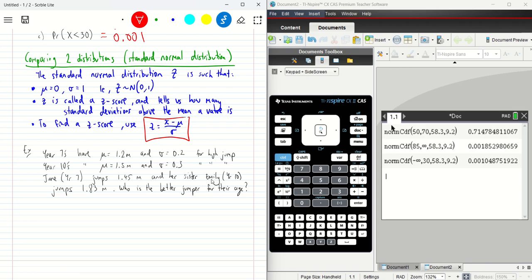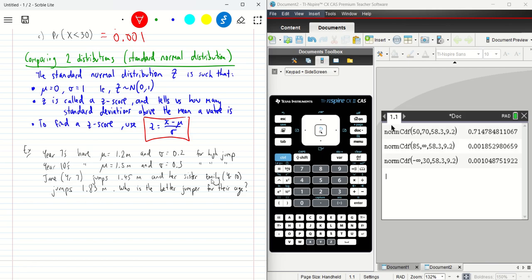And so let's say we've got Jane, she's a year 7, and she jumps 1.45 meters in her competition. And she's got her sister Emily, who's in year 10, and she jumps 1.83 meters. So the question is, who is a better jumper for their age? Who did better in the competition?